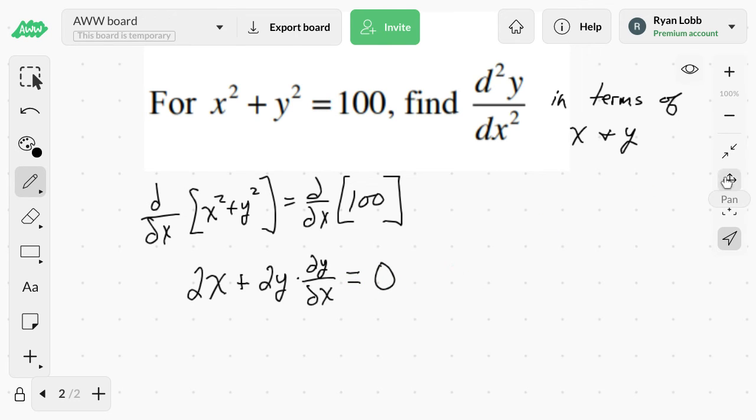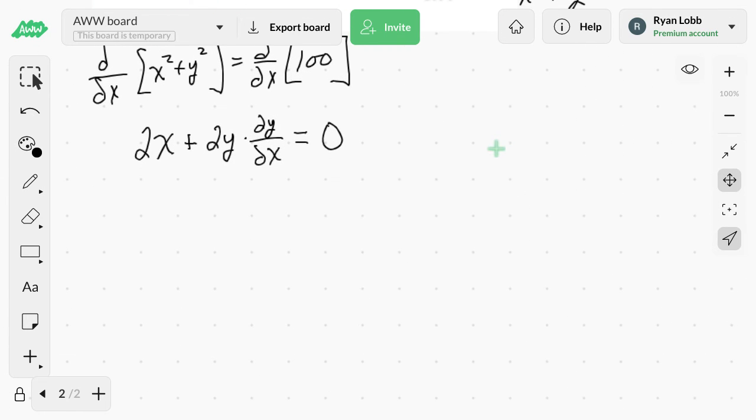Okay, so take your derivative, solve for dy/dx. We've got to find our first derivative, so dy/dx is going to be, move the 2x over, negative 2x, divide by 2y, so we wind up with negative x over y. So here's our first derivative.